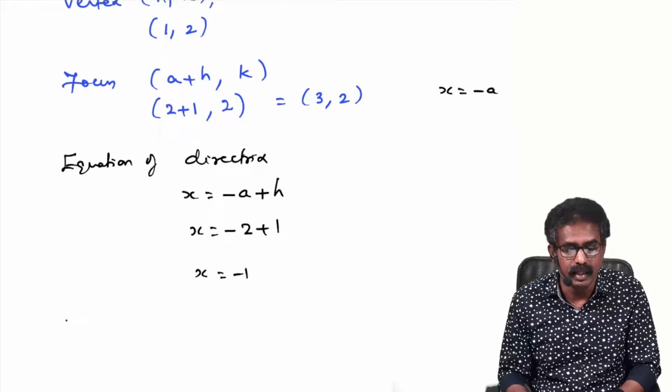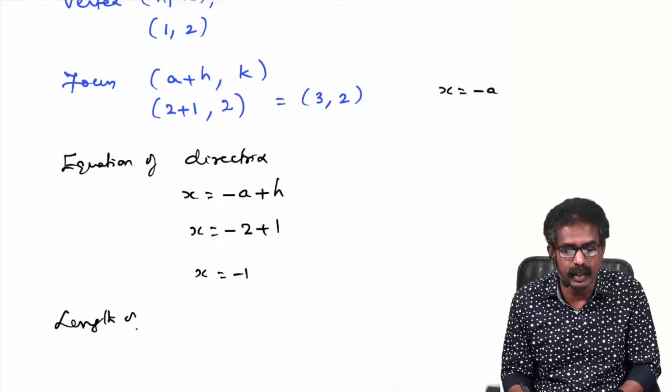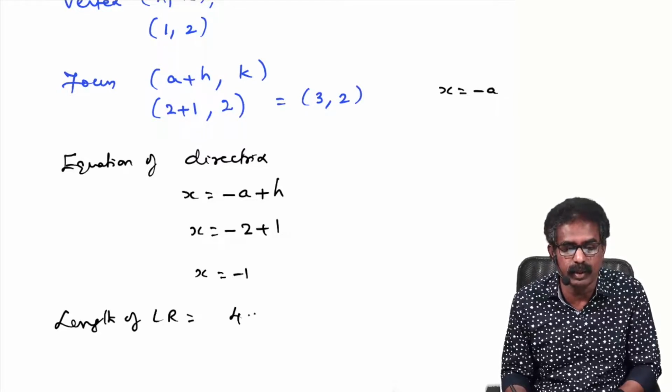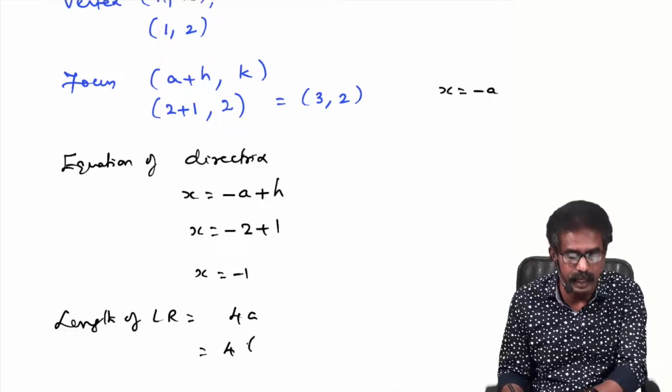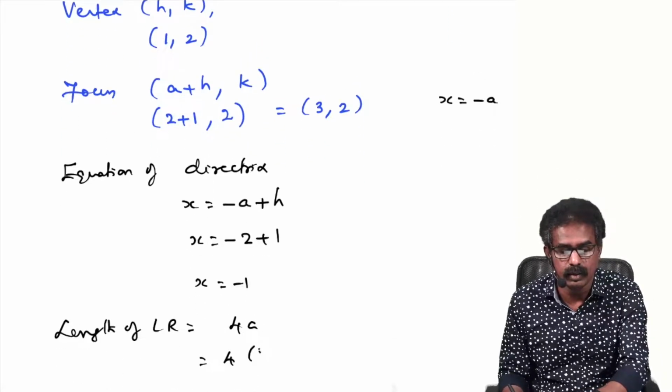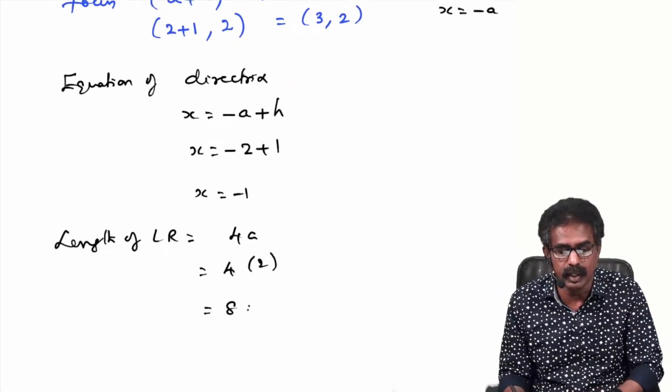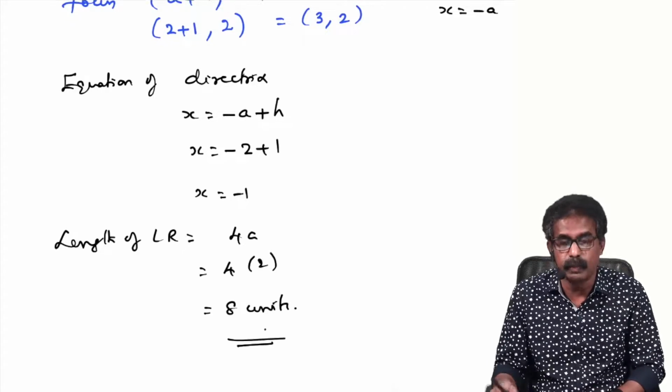And finally, the length of latus rectum. Length of latus rectum, the formula is what? 4a. That is 4 into a value 2, right? So 4 into 2, your answer is what? 8 units. So hope you understood all these things.